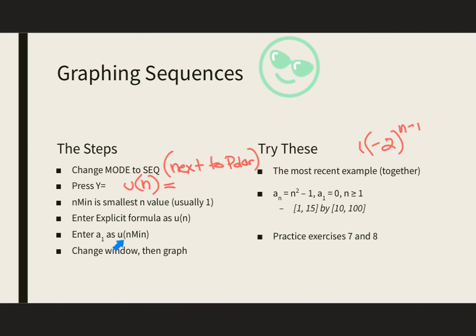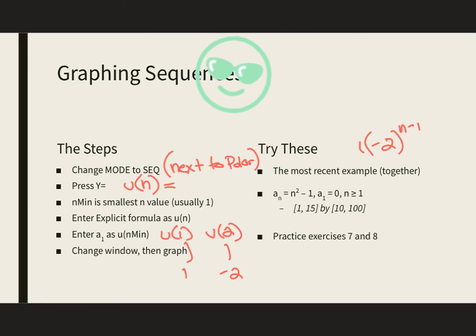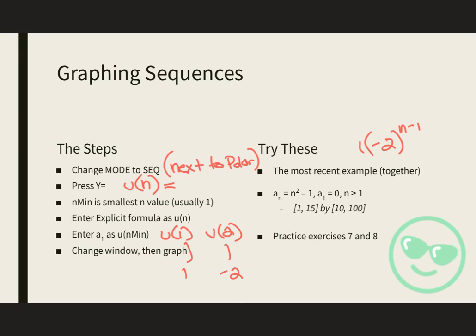Now, you might not have something that says u of n min. You might just have something that says u of 1 and u of 2. So what you want to do there is enter those actual values. For u of 1, it's 1, and u of 2 is negative 2. That's just based on our example. Then you'll change your window and then graph. So we've basically worked through most of what we need here. You could rewind if you got stuck. But before you hit graph, it's best to hit zoom 6, so you have a basic window.